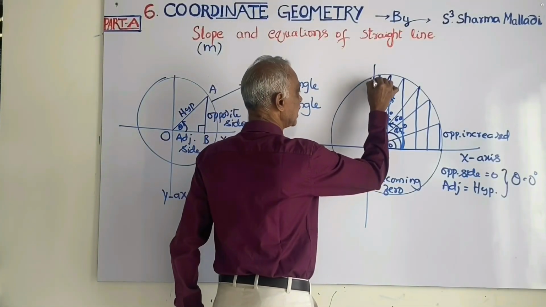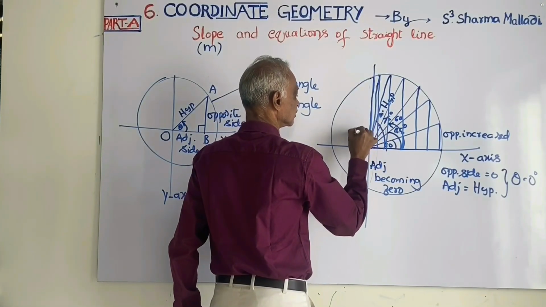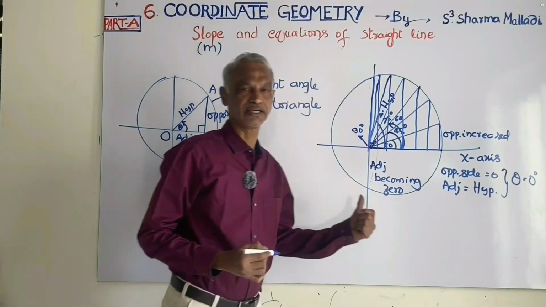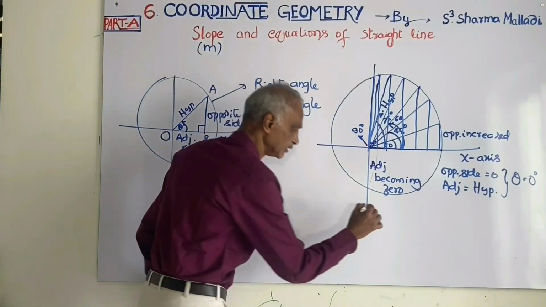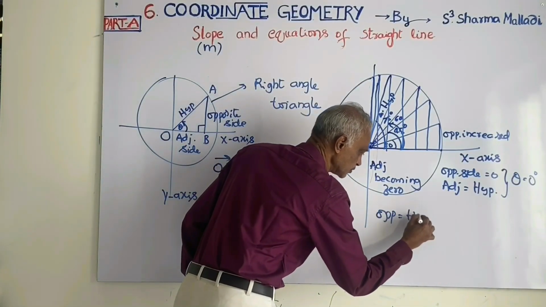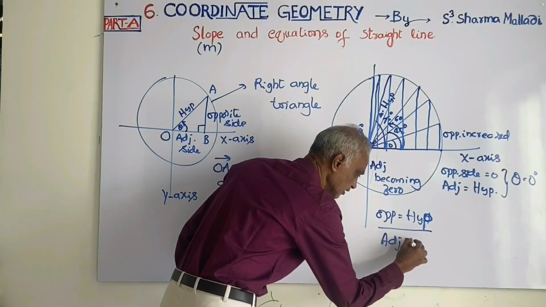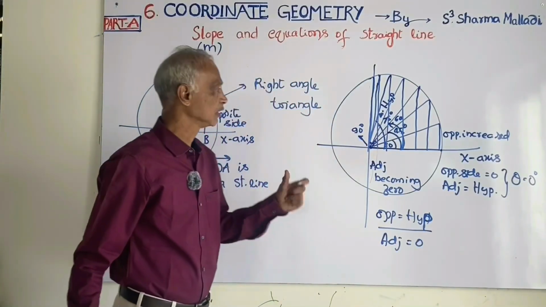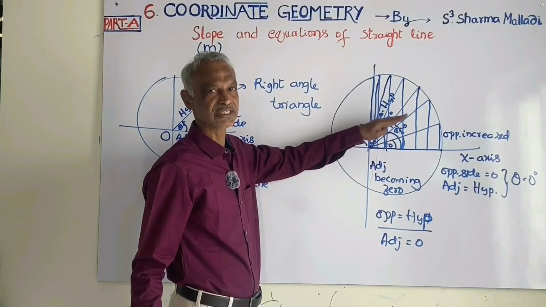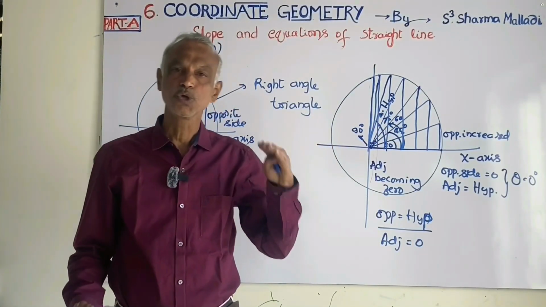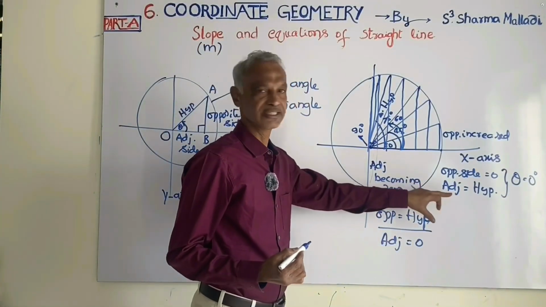Now we will increase the angle to 90 degrees. Here the angle is increased to 90 degrees. Now the opposite side and hypotenuse are equal to each other. The adjacent side is equal to 0. Now, when the angle is changed, slope also changes. Slope is increasing. Like that, slope depends on angle and also on the opposite side and adjacent side.